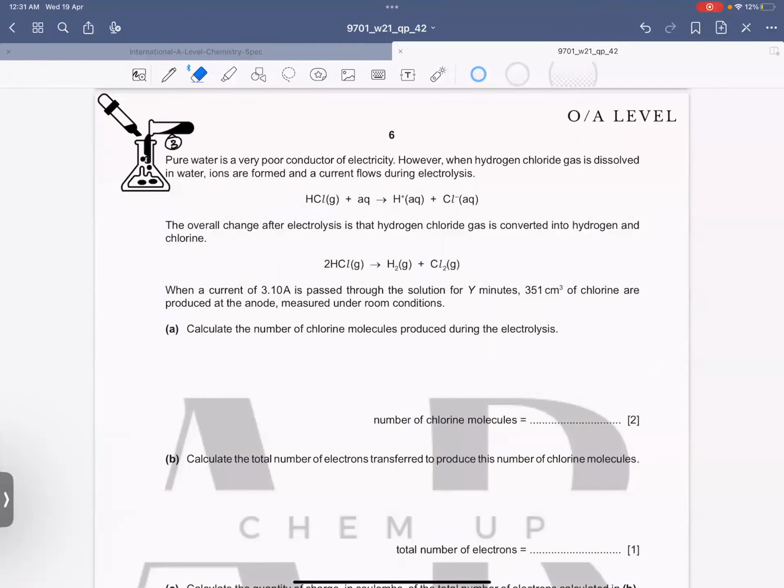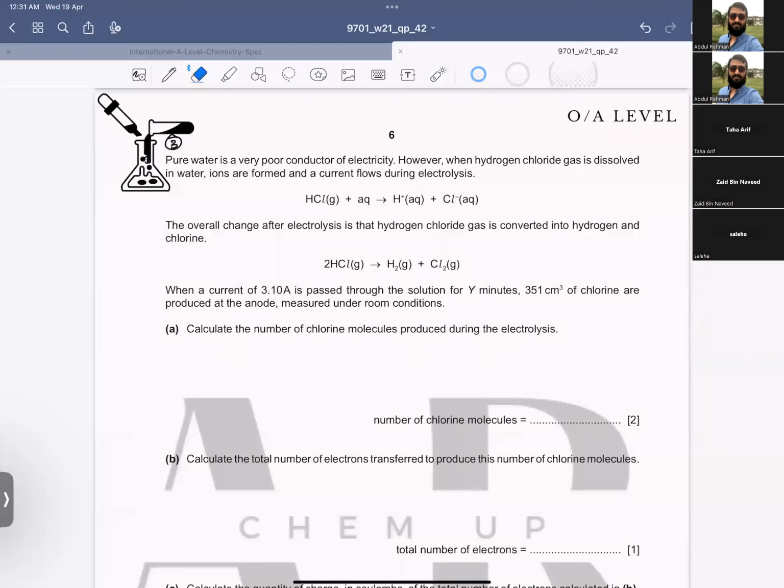Okay, now let's start with question number 3. In question number 3, pure water is a very poor conductor of electricity. However, when hydrogen chloride gas is dissolved in water, ions are formed and current flows during electrolysis.